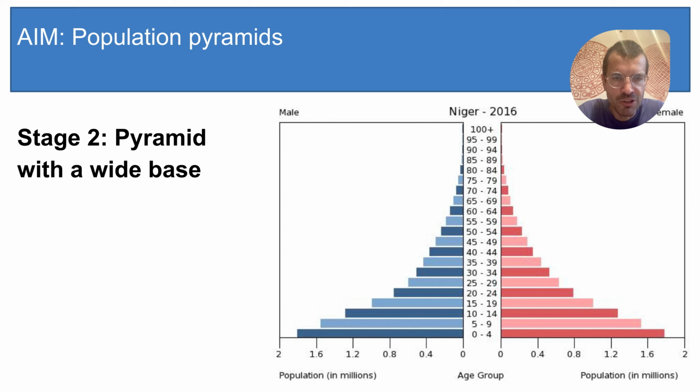In a country like Niger, birth rates are high, which is why the base is so wide. But healthcare is poor, and many children die at a young age, and that's why the base slants inwards like a pyramid. If you draw lines from the base to the higher age brackets, you'll see this inward slant.